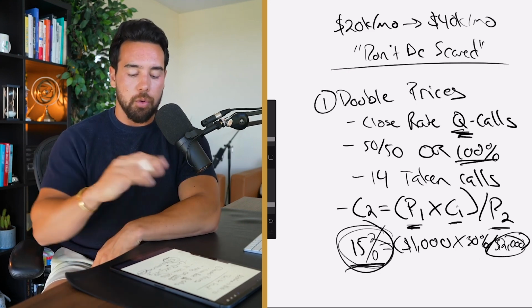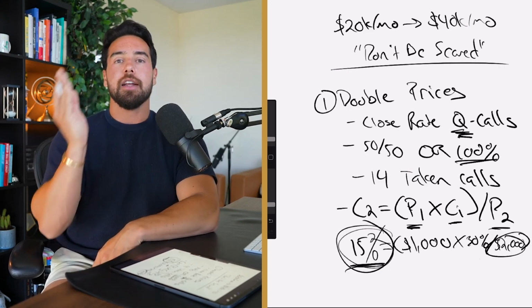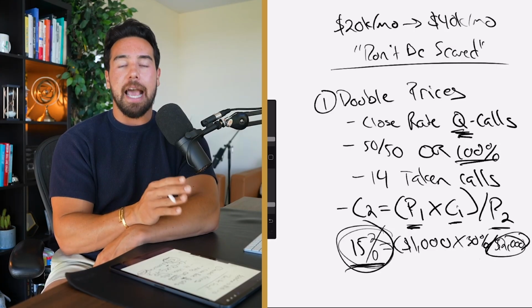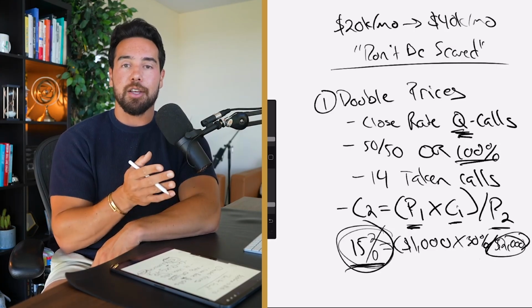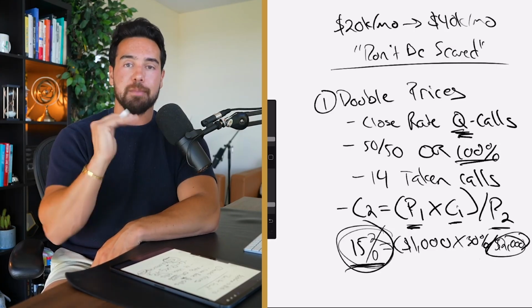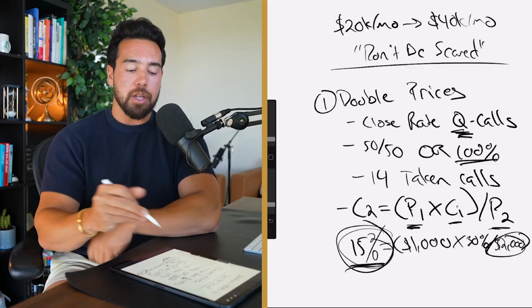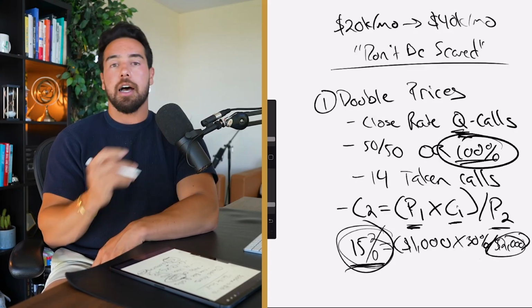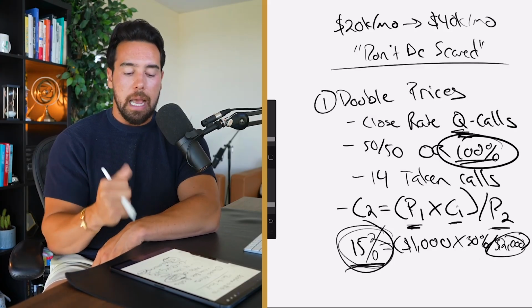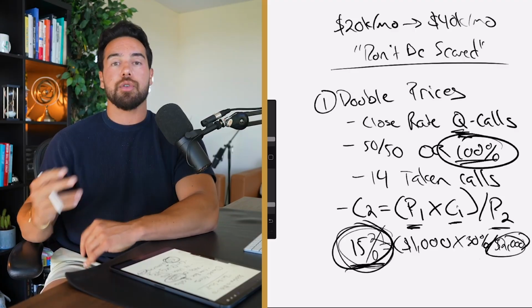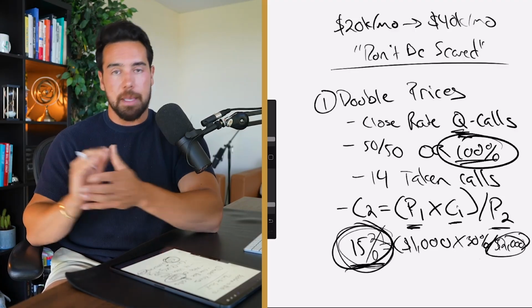But in short, if you want to make it simple, take your current close rate and put it in half, and if you double your prices, that's the bottom close rate that you'll be able to take. So if I was going to run this for the next 14 sales calls, I would be looking for at least a 15% close rate for me to say, this makes sense, let me keep on doing this.